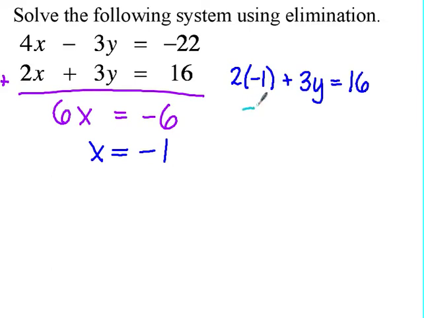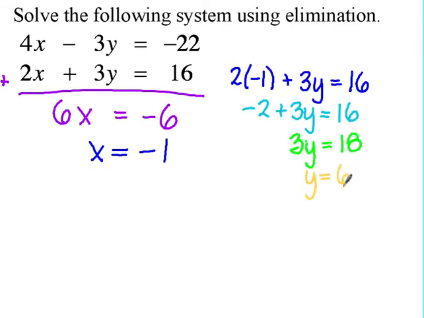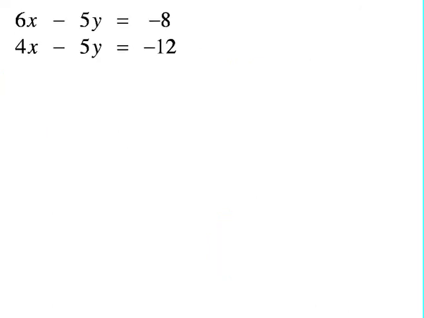So then now I get negative 2 plus 3y equals 16. And so now some of you are probably seeing why I said this one now takes a little bit of time. So what does 3y equal? 18. So then y equals 6. So your ordered pair is negative 1, positive 6. Okay, now that one worked out nice and neat because they eliminated right away from the beginning. They won't always be that easy though.